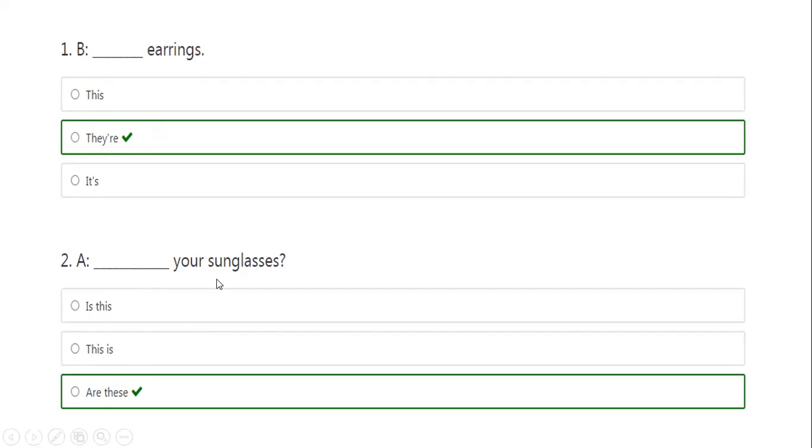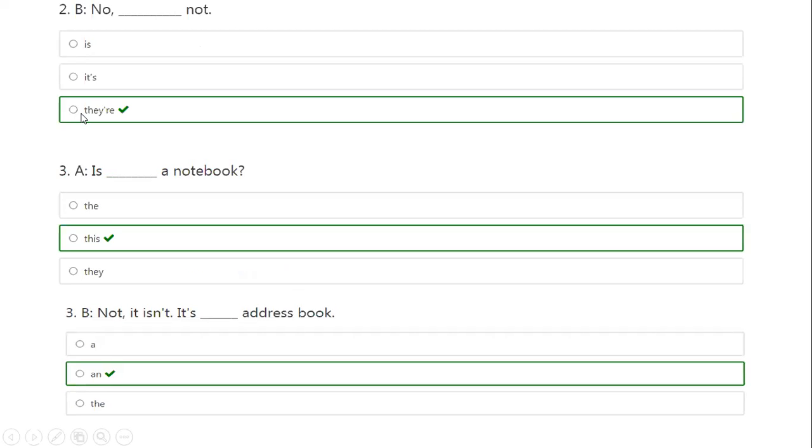Then the conversation continues, right? La conversación continúa. Is this? No, ¿verdad? Porque dice sunglasses, es plural. This is? Tampoco, porque esta es plural. Y this, dijimos que es para singular. Entonces el correcto es, are these your sunglasses? And look that there's a question. Y vemos que es una pregunta. Entonces tiene sentido que comienza con el verb to be. Are these your sunglasses?